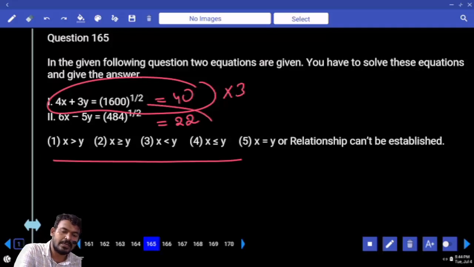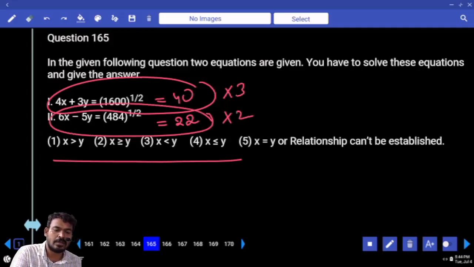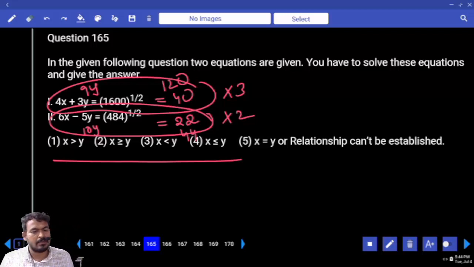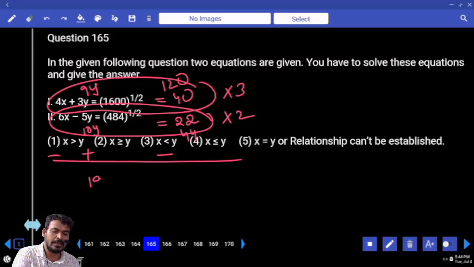3 times. The second equation is multiplied by 2 times. 3 into 3y is how much? 9y. 3 into 40 is 120. Second one, 2 into 5y is 10y. 2 into 22 is 44. And here, first equation minus second equation means negative, positive, negative. 9y and 10y both are adding, 19y. 120 minus 44 will be 76. 19y equals 76, y value is 4.